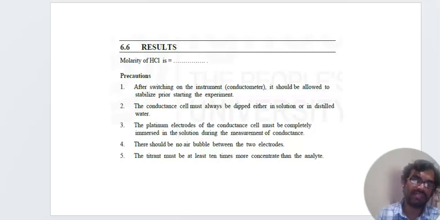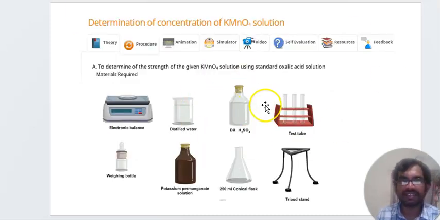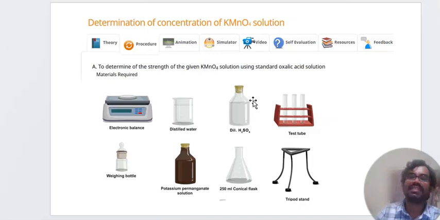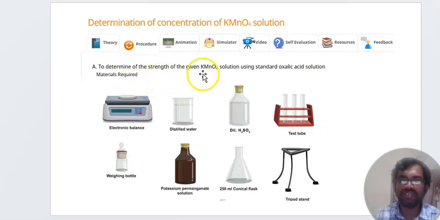So this is one of the results you can see. And next one, this is the determination of concentration of KMnO4. So how to determine the concentration of KMnO4? To determine the strength of the given KMnO4 solution using standard oxalic acid solution, these materials are required: electronic balance, distilled water and dilute H2SO4, test tubes, weighing bottle and potassium permanganate, 250 ml conical flask and tripod stand.